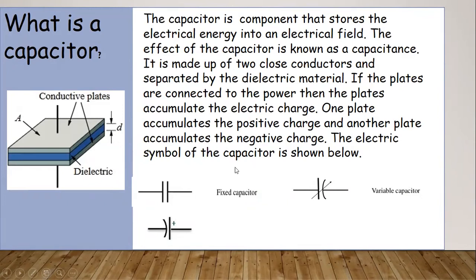The electric symbol of the capacitor is shown. This is the fixed capacitor. This is again a fixed capacitor, and this is a variable capacitor. Fixed means that its value cannot be changed during working, but for the variable capacitor, the value of the capacitance can be changed during working.